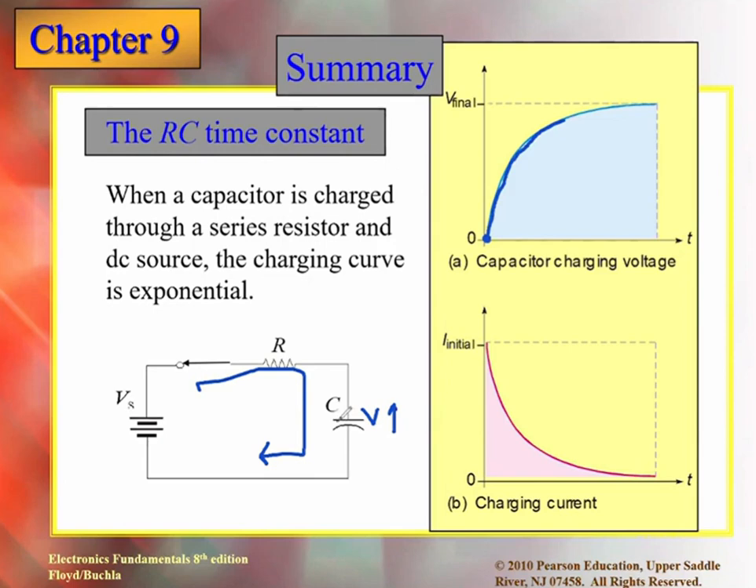And when it is completely filled, no current will pass. So initially high current was flowing. See, this is the initial current which was high. And with time it keeps on reducing as the capacitor keeps on charging. Once the capacitor is fully charged, current reaches 0. That means no current will flow once the capacitor is fully charged.